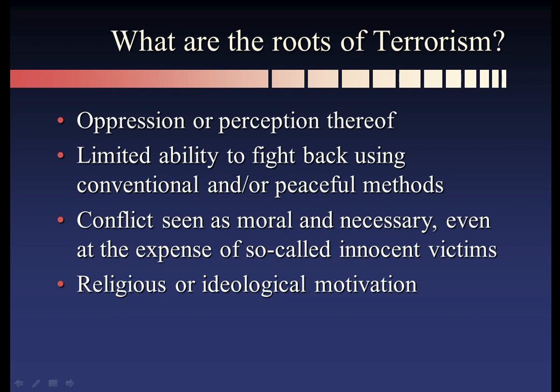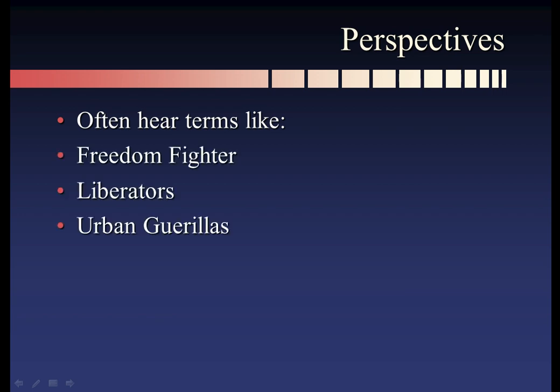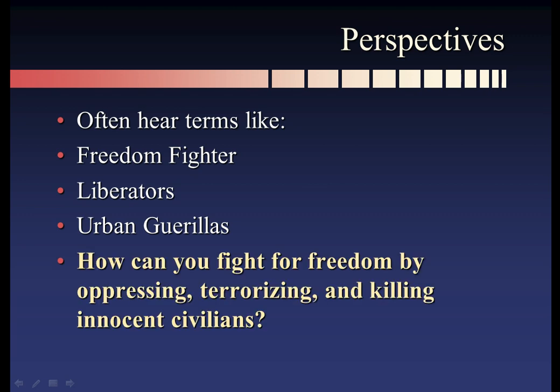And so the idea is that you have this cause, and the ends justify the means is really where that goes. And because of that, there are terms that you hear like freedom fighters and liberators and urban guerrillas, but if you really think about that, it seems that you would not be able to fight for freedom by oppressing, terrorizing, and killing your own people, innocent civilians, things like that. So that's an important thing to think about when you hear these terms sort of tossed about.